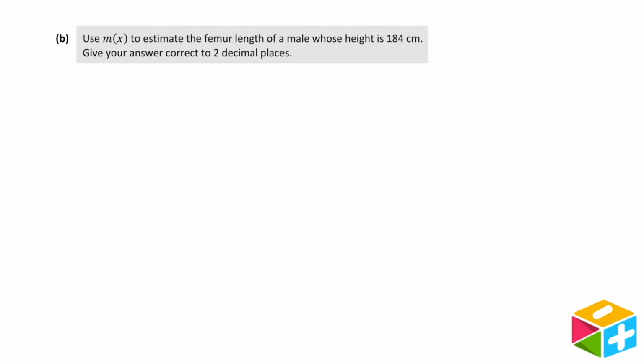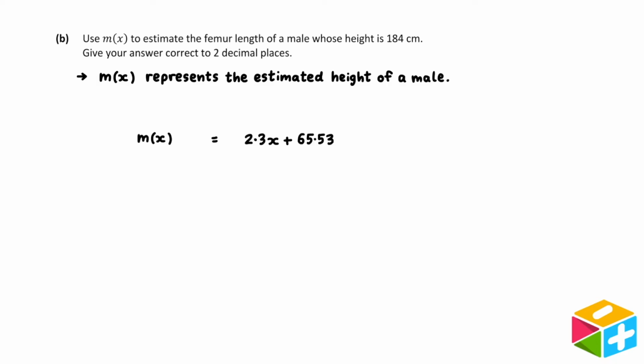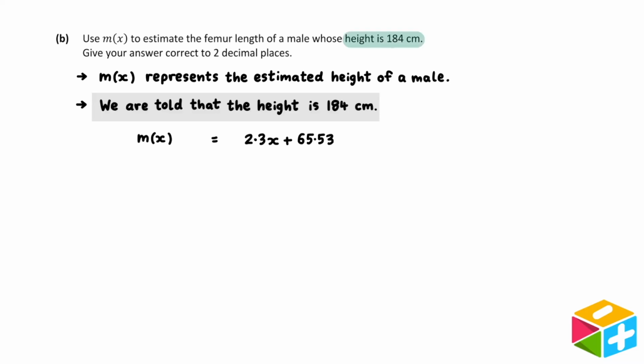Use m of x to estimate the femur length of a male whose height is 184 centimetres. Give your answer correct to 2 decimal places. Well, the function m of x is equal to 2.3x plus 65.53 represents the estimated height of a male. We are told that the height is equal to 184. So here, we should set m of x equal to 184.